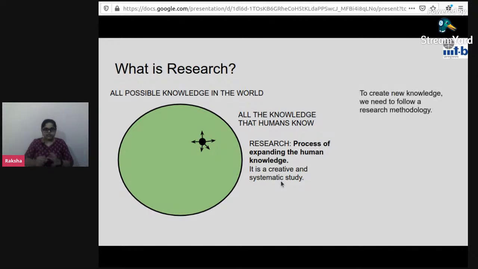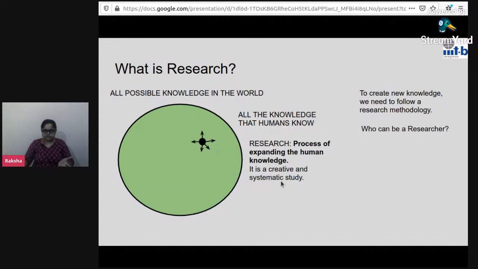So this systematic study is different in different domains. For example, in my domain, there can be quantitative research, or there can be qualitative research. There are different research methodologies that different domains follow. And so research, as simple as that, right? Process of expanding human knowledge.